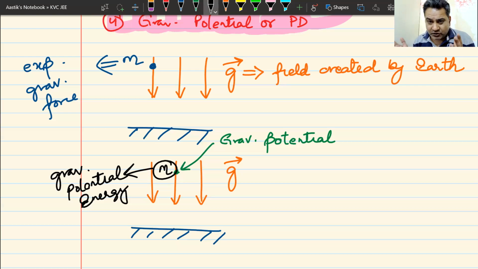Anyways, right now what we know is gravitational force, gravitational field, gravitational potential, and gravitational potential energy. All are similar terms. If you understand one, you should be able to understand all. Earth, a big mass, creates a gravitational field. You put another mass, it experiences force. That gravitational field creates gravitational potential. It cannot do anything. But if I place a mass, that becomes gravitational potential energy.